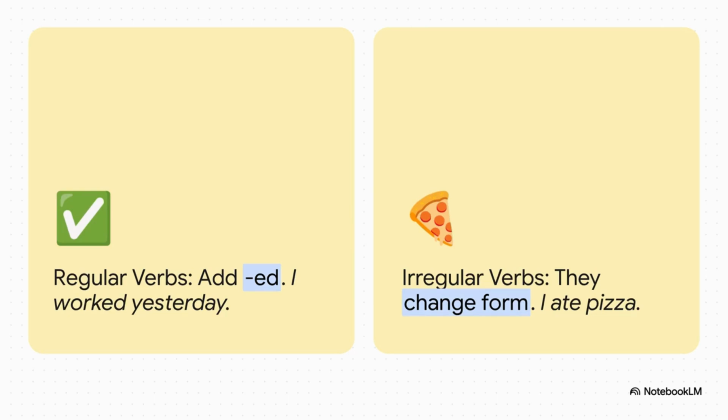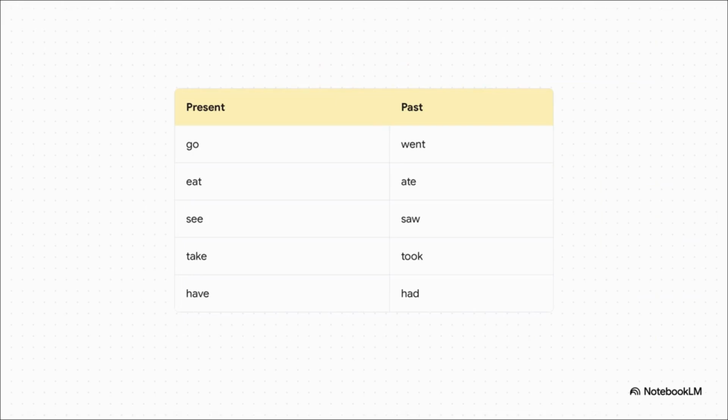These guys are special. Each one has its own unique past form, kind of like a custom part that you just have to memorize. Think eat becomes ate or go becomes went. And here are a few of the most common irregulars. You probably use these verbs every single day, so learning their past forms is absolutely essential. Just think of them as the first custom parts you need to install in your time machine.